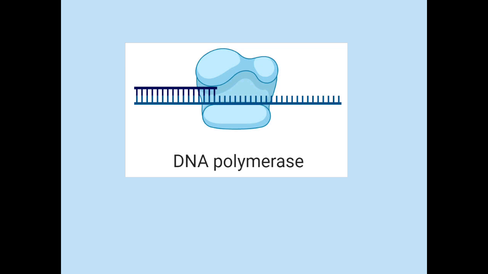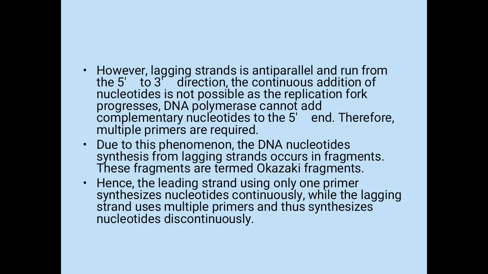This is the picture showing the orientation of the DNA polymerase enzyme, and it sits on the DNA where the replication initiates. However, lagging strands are anti-parallel and run from 5' to 3', and the continuous addition of nucleotides is not possible as the replication fork progresses. DNA polymerase cannot add complementary nucleotides to the 5' end. Therefore, multiple primers are required to synthesize DNA on this lagging strand. That is why the process is discontinuous on the lagging strand.